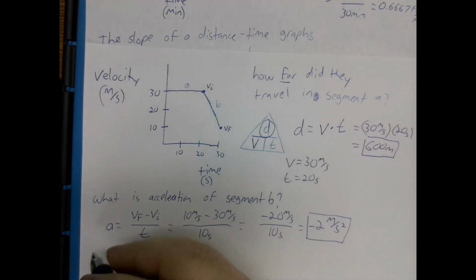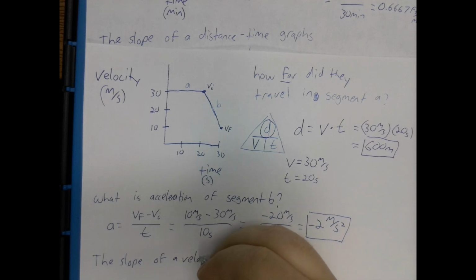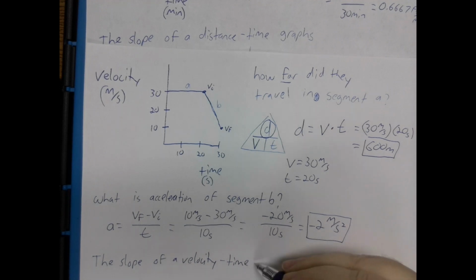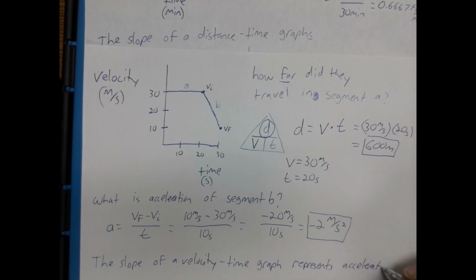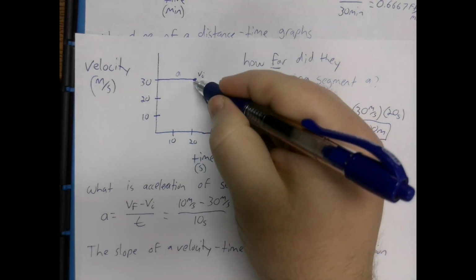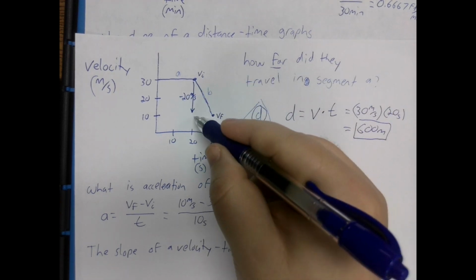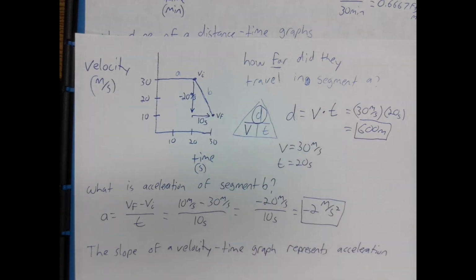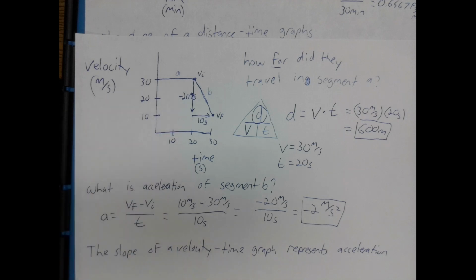So again, if we have a velocity time graph, the slope of a velocity time graph represents acceleration. So the slope of this line is acceleration. So we had a rise, technically it's more of a fall, of negative 20 meters per second. And we went over by 10 seconds. So we went down by negative 20 and we went over by 10. So the slope of that line is negative 2 meters per second squared. The rise over the run.